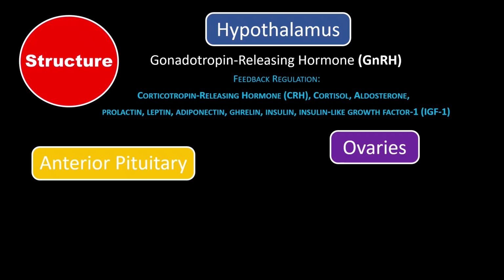And something might look familiar to you if you have recently looked at the HPA axis, the hypothalamic pituitary adrenal axis, because that releases corticotropin releasing hormone, cortisol, and aldosterone. So these two axes have a partnership in the stress response.